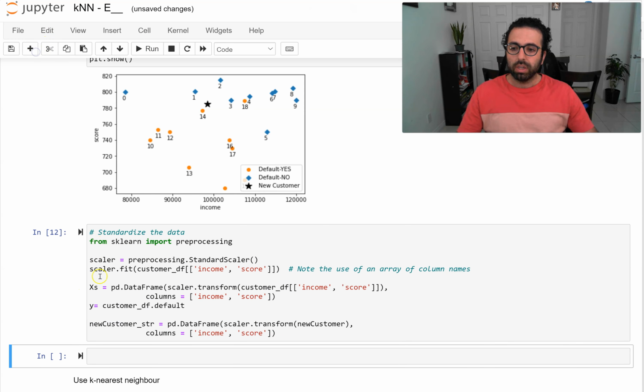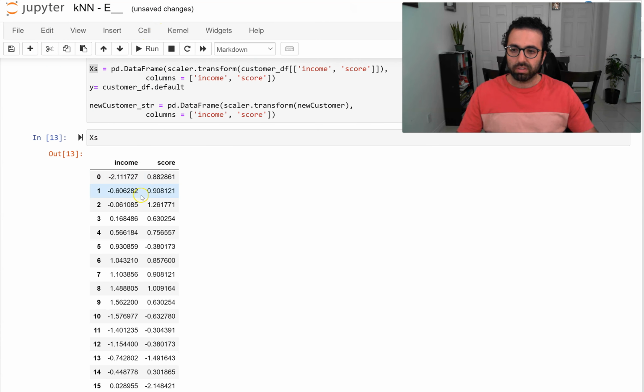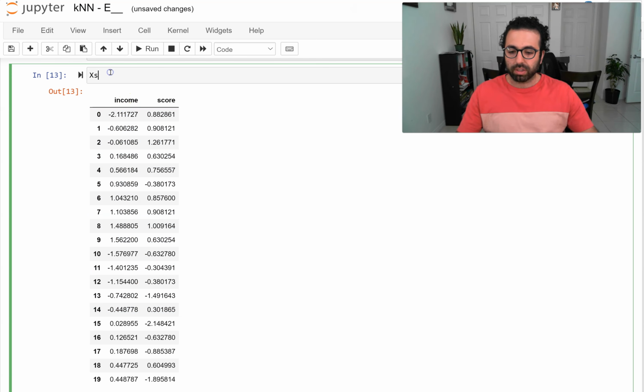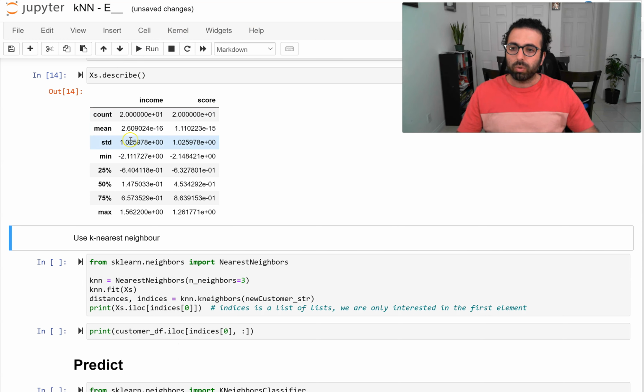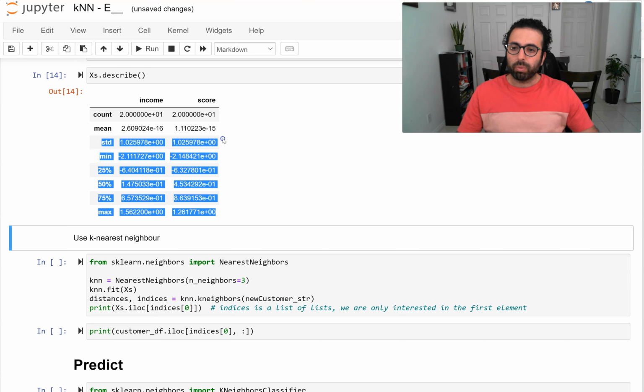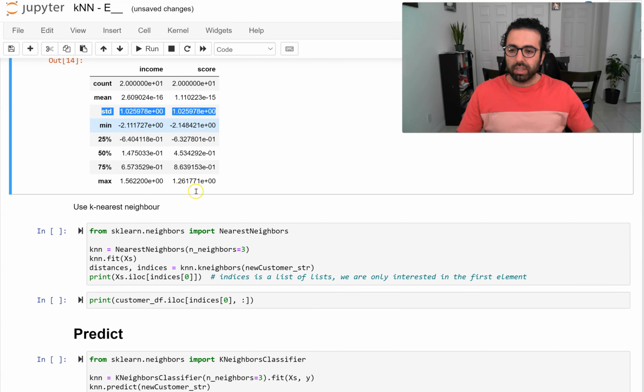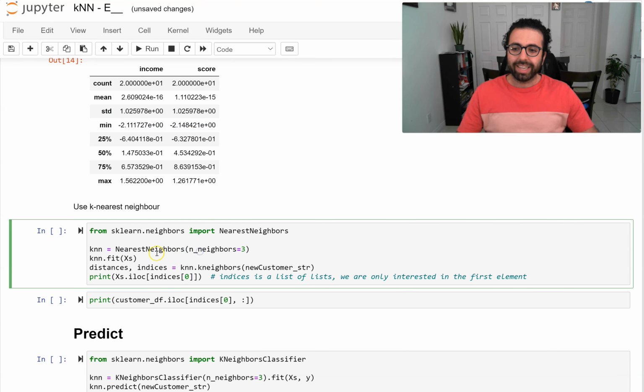So let me go ahead and actually show the new training set, where you can see that there has been a transformation of the data. And I can also run the function describe, and the function describe will show us that the standard deviation for both of these are very close to 1. Alright, now that the data is ready, now we can find the nearest neighbors.